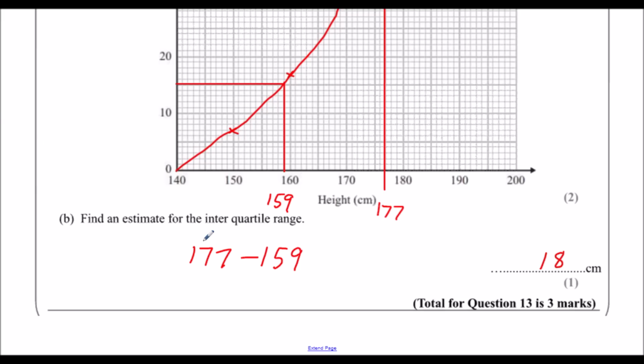There'll be a range of acceptable answers for this. Depending on your curve, you might get a slightly different answer, but there will be a range of answers that are acceptable.